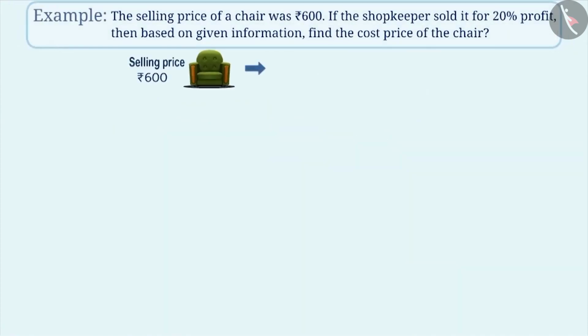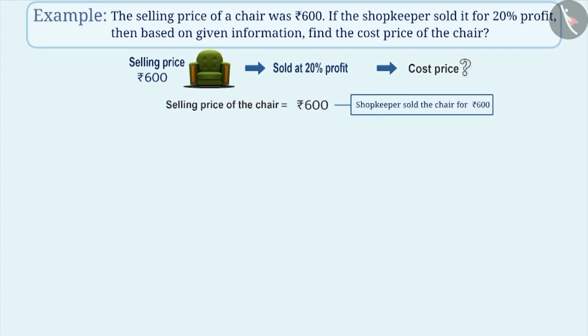Example 3. The selling price of a chair was rupees 600. If the shopkeeper sold it for 20% profit, then based on the given information, find the cost price of the chair. Selling price of the chair is equal to 600 rupees. Here, selling price tells us that the shopkeeper sold the chair for rupees 600. Selling this at this price gave him a profit of 20%. We have to find the cost price, that is, cost at which the shopkeeper purchased the chair.